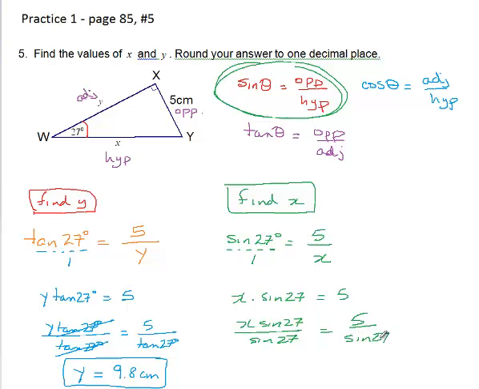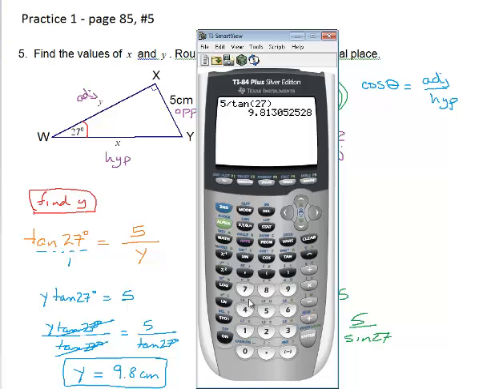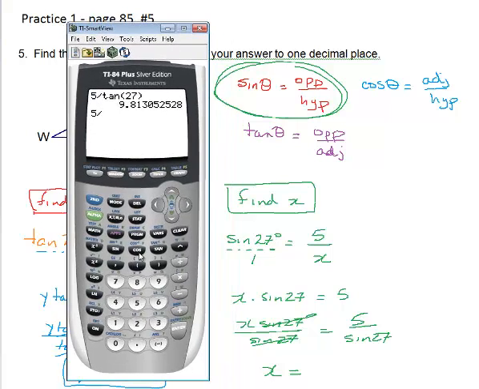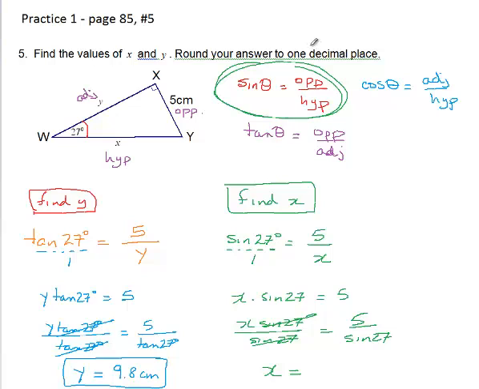And calculate that again on your calculator. Easy to do. I'll just do it quickly. So this time we have 5 divided by, okay, let me just move it over so you can see the problem, sine of 27 degrees. Close bracket. Enter. That's 11.013. So it asks us to round to 1 decimal place, right? 1 decimal place. So the answer is going to be 11.0.